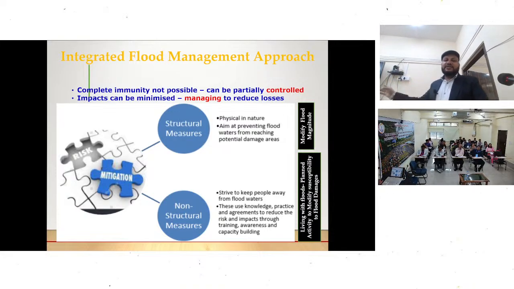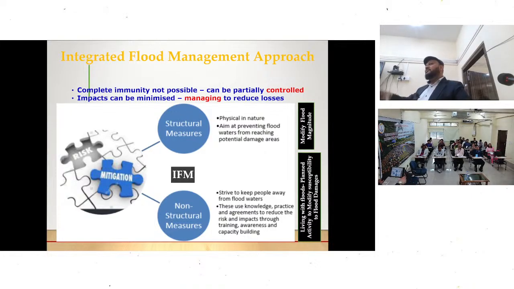Okay, then this is the integrated flood management approach. Complete immunity is not possible and can partially be controlled. Impact can be minimized. Managing reduced losses. Some structural measures, many physical in nature, aim at preventing flood waters from reaching potential damage areas. Enhanced measures mean it strives to keep people away from the flood waters.